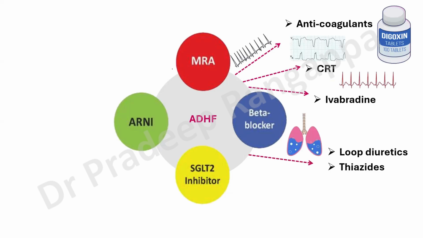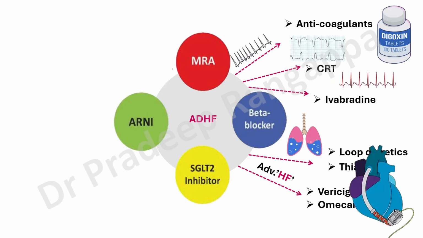And of course, if someone is in pulmonary edema, you would have to give loop diuretics and thiazide diuretics to offload the lung. And in advanced heart failure, there is a suggestion for vasodilators like vericiguat or omecamtiv. And in advanced heart failure management, even ventricular assist devices like LVAD, RVAD, and other mechanical devices come into usage and should be considered. And any patient with advanced heart failure has to be listed at least for heart transplantation.